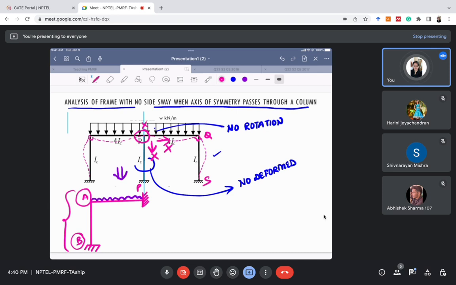So you can note this as a special case. Whenever this condition is met, you can solve only half of the structure, and you will get your answer. This is a special case. You cannot do it for all problems. Whenever there is symmetry, and a central column with the axis of symmetry passing through that column, you can reduce the structure to this half structure and solve this part only. I hope it is clear.